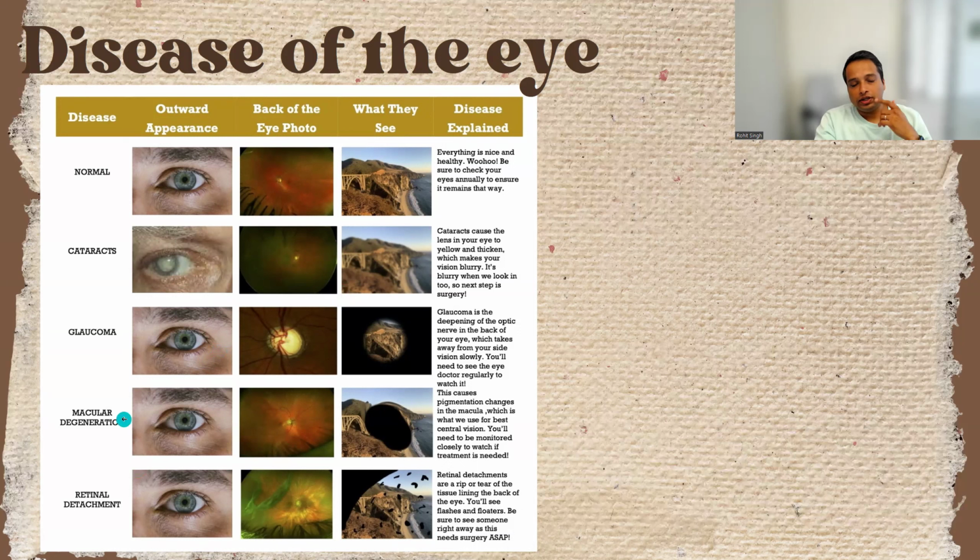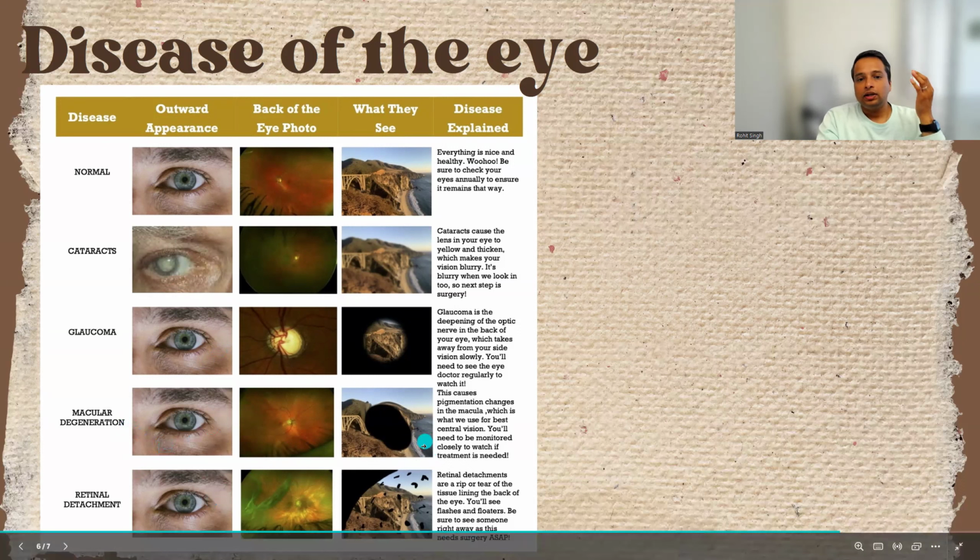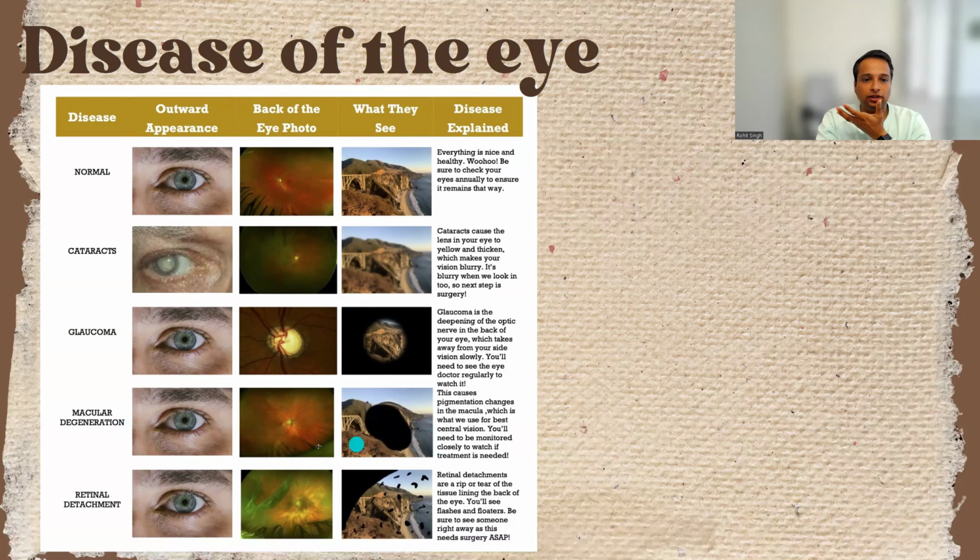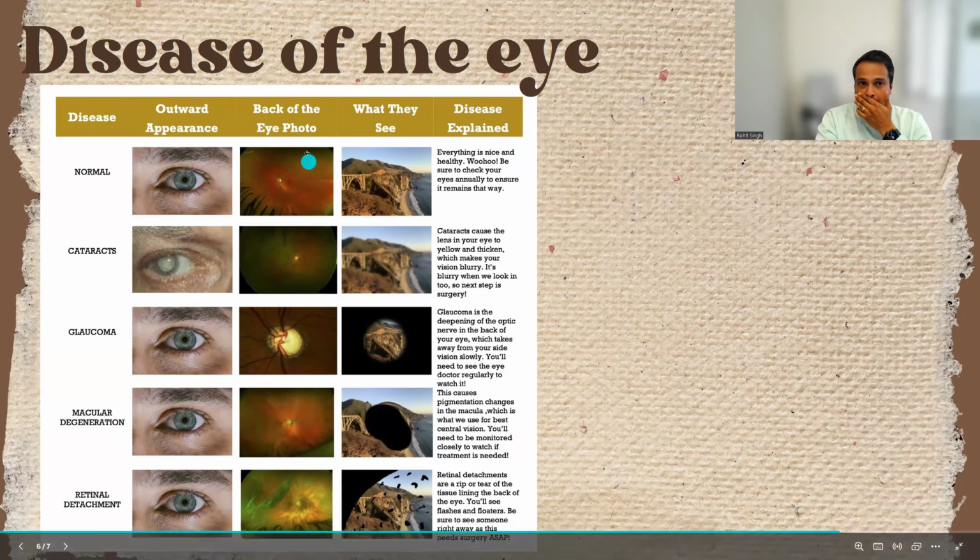In macular degeneration, basically the macula or the back of the eye starts getting bad with age. Again, these are all age related. And what images look like is something like you will see black patches for everything. And this is what the back of the eye looks like. Not the same as the normal eye.